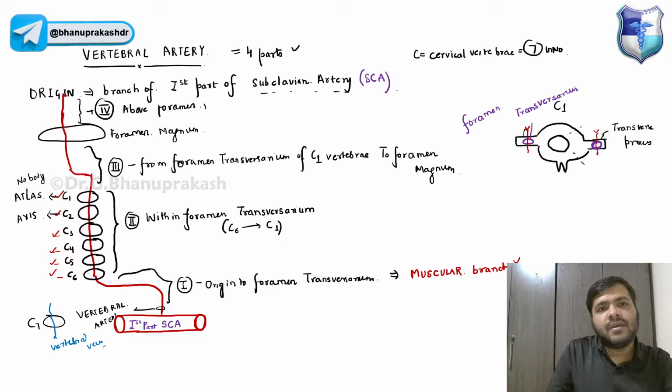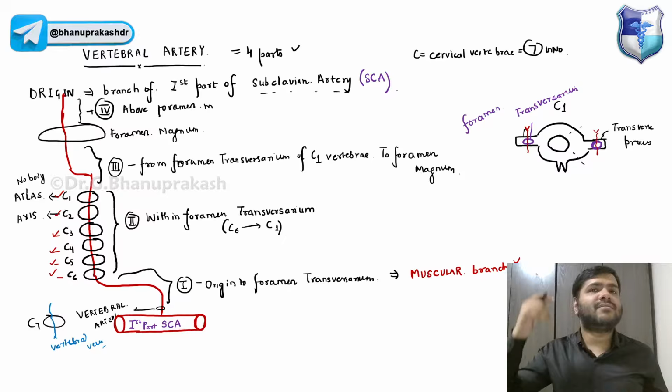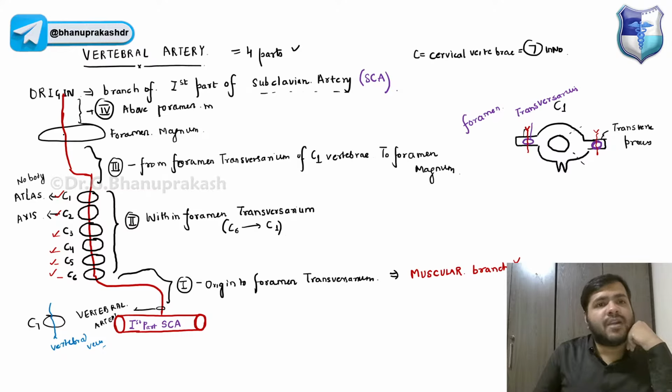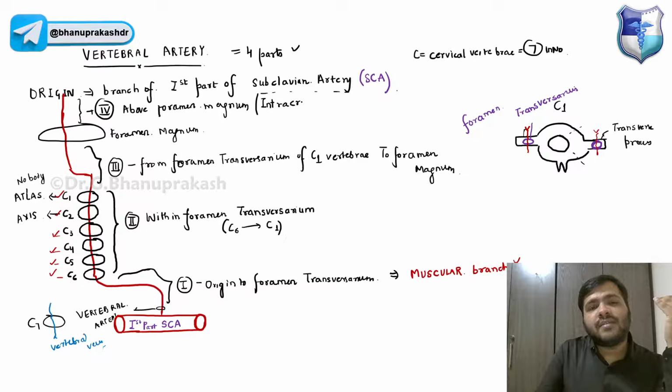Above the foramen magnum. Basically, the foramen magnum is the part from where what passes? You already know we have the medulla oblongata, the lower part of the medulla oblongata, which continues to the spinal cord. So this is the foramen, the space through which the lower part of the medulla oblongata will be there, and below we will have the spinal cord. Above the foramen magnum, it is the fourth part of the vertebral artery. You guys already know it is the intracranial part, right? It will be going inside the cranial cavity. So this is also called the intracranial part, and this is something very, very important.